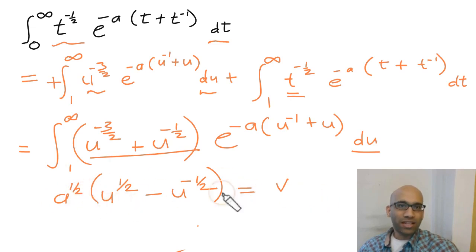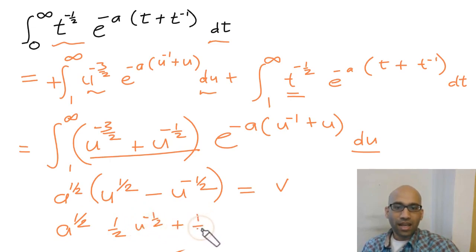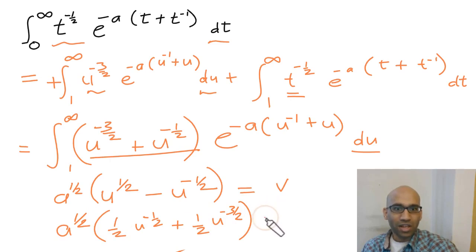And let's differentiate this on both sides. We've got a power half times half u power minus half plus half u power minus 3 divided by 2 here. If it's not clear, just type over in the comments and I'll make this clearer. And that is going to be equal to dv.